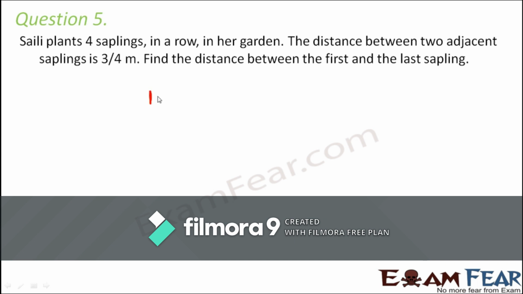So the question tries to say something like this. Let's say this is one sapling, this is another sapling, this is yet another sapling, and this is the 4th sapling. So Sally has planted these 4 saplings in one row, one after another, such that the distance between two adjacent saplings, let's say the first sapling and the second sapling, distance is 3 by 4. Again, second and third sapling, distance is 3 by 4. Third and fourth, again the distance is 3 by 4.